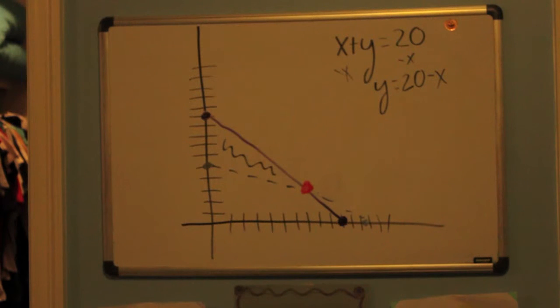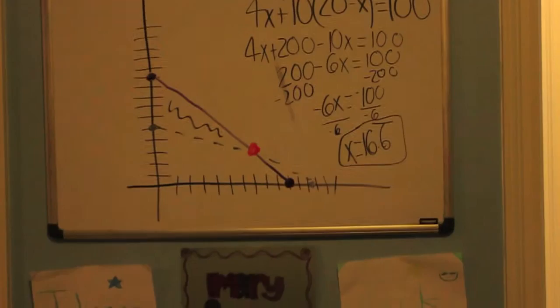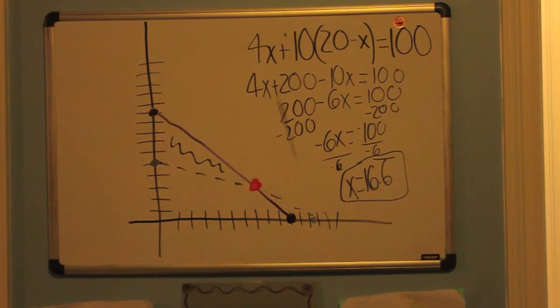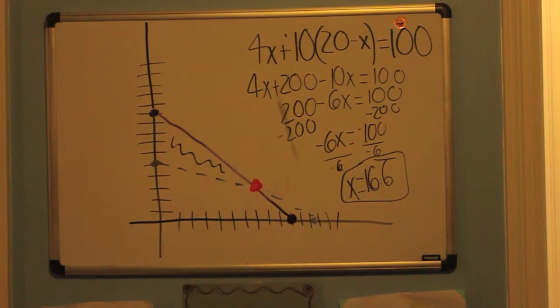To be able to substitute, you need to isolate one of the variables. As seen on the board, I have isolated y by itself in the first equation. Now I will plug y equals 20 minus x into the second equation. Our equation is now 4x plus 10 times (20 minus x) equals 100. After simplifying, we can conclude that x equals 16.6 repeating.